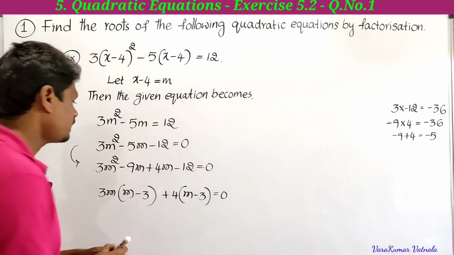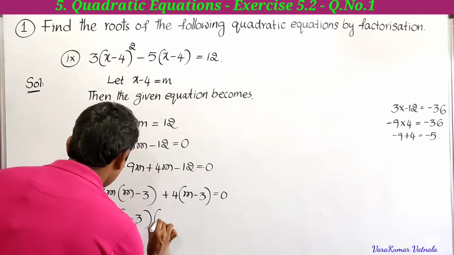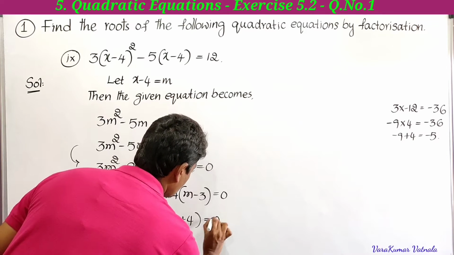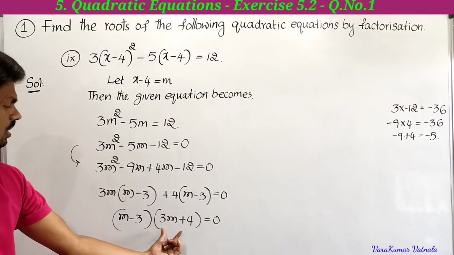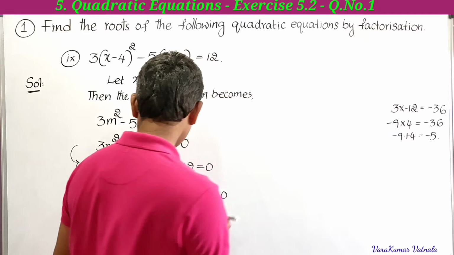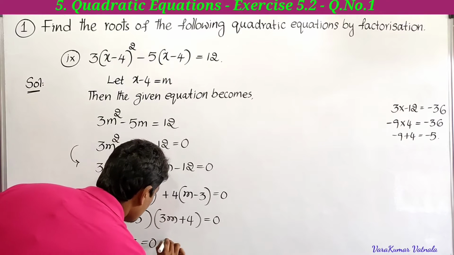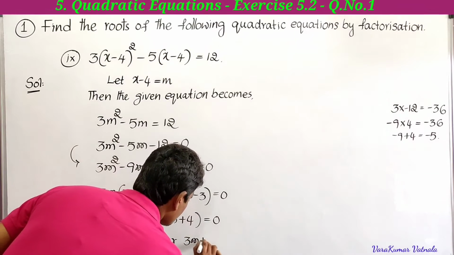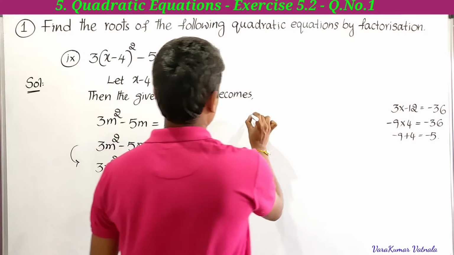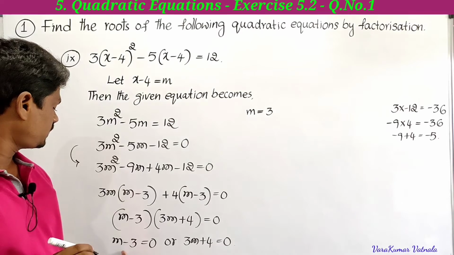Now m minus 3 is common in both terms. So (m minus 3) into (3m plus 4) is equal to 0. Either m minus 3 equal to 0 or 3m plus 4 is equal to 0. From the first, take minus 3 to the right side, and m is equal to plus 3.